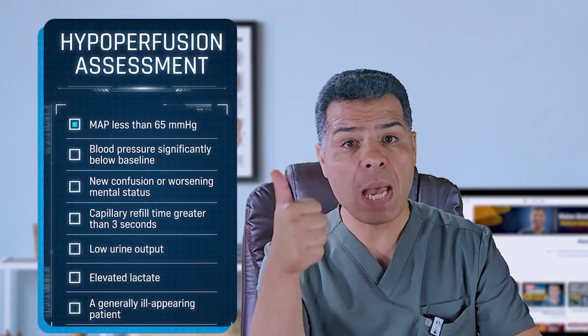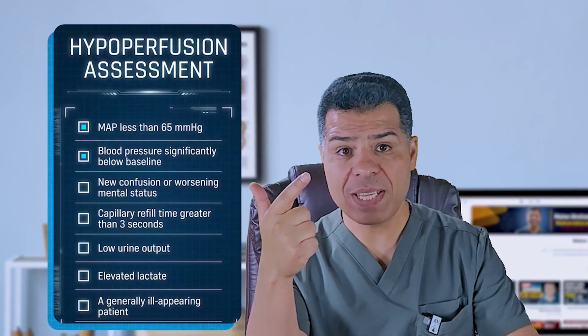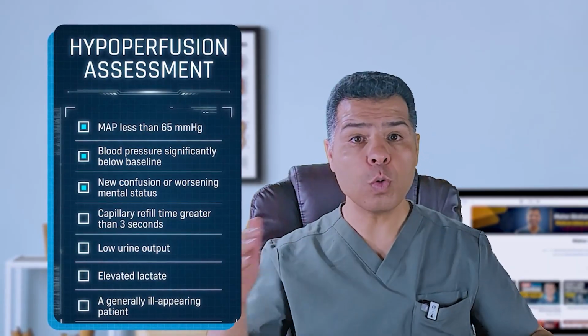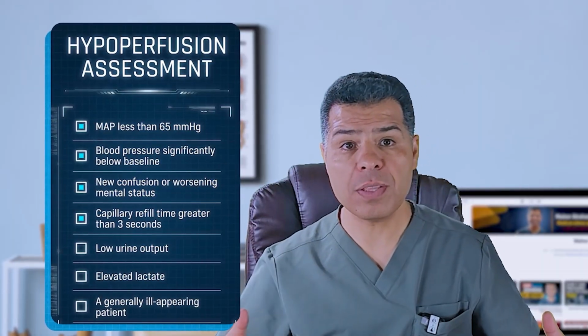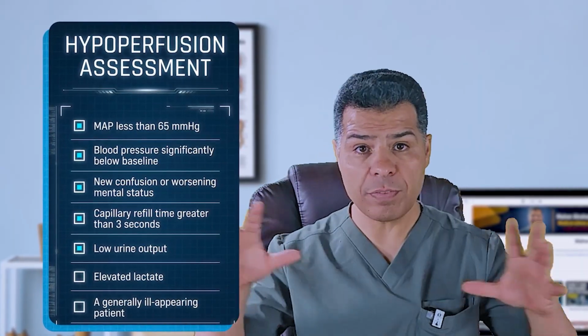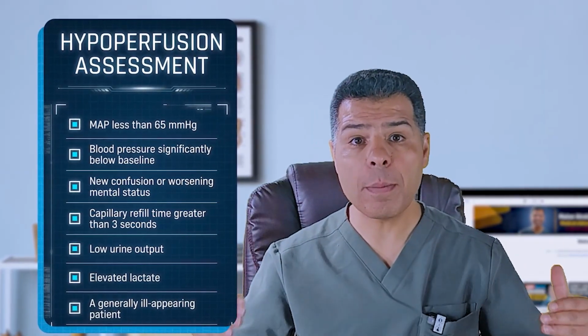And sometimes the answer is obvious. The patient looks shocky, they are cold, clammy, confused, hypotensive, and clearly unwell. But often the signs are more subtle. When I walk into the patient room, I look for MAP less than 65 mm Hg, or blood pressure significantly below baseline, new confusion or worsening mental status, capillary refill time greater than 3 seconds, low urine output if it's measured or monitored, elevated lactate, and a generally ill-appearing patient.